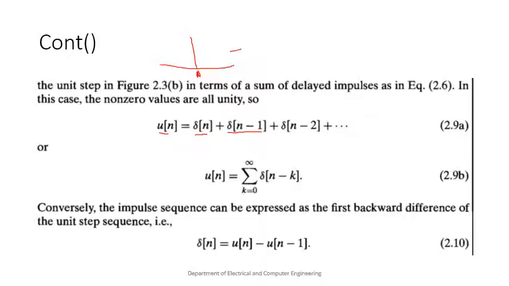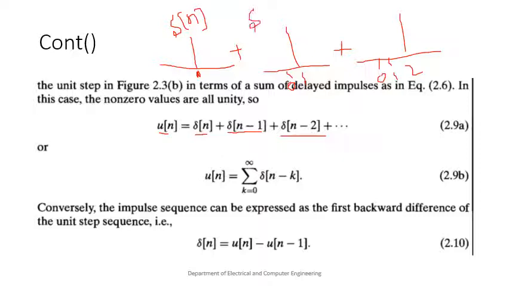So this is at 0. Then I'm adding this, which is at 1. Then I'm adding this, which is at 2. So this was the original delta of n. This is delta of n minus 1, and this is delta of n minus 2. If I add these and keep on adding, what will I get? U of n, that is the unit step, and we have to sum this.